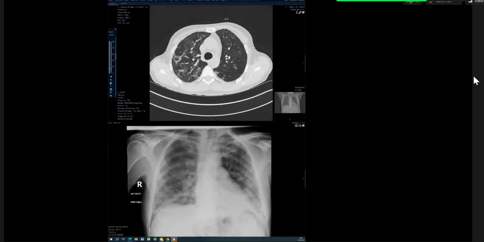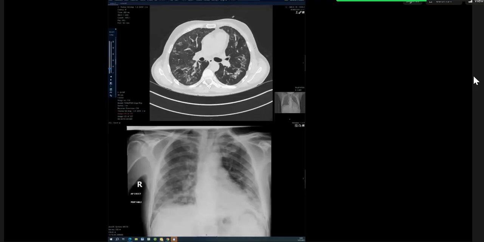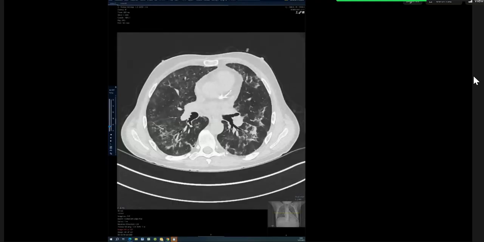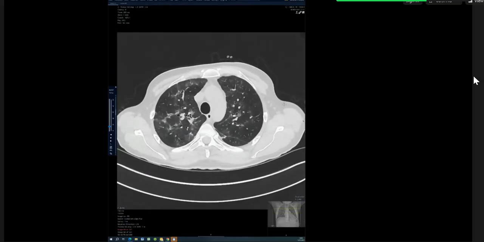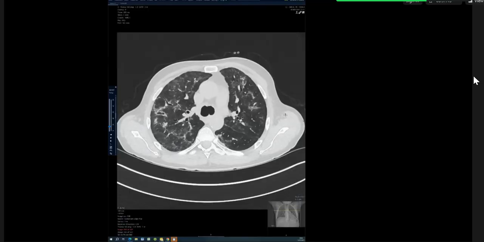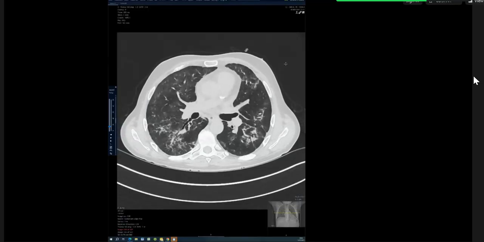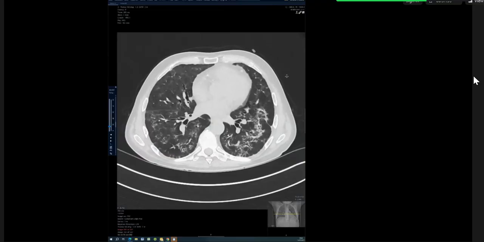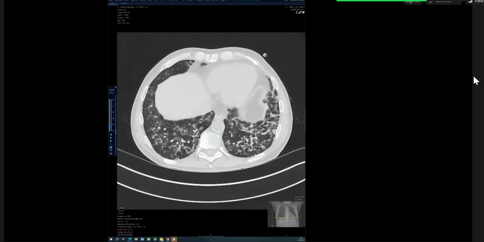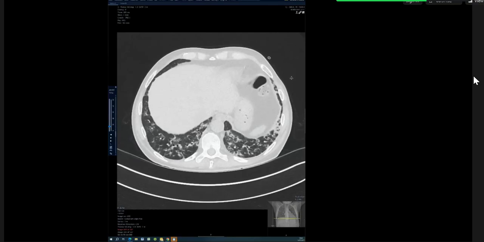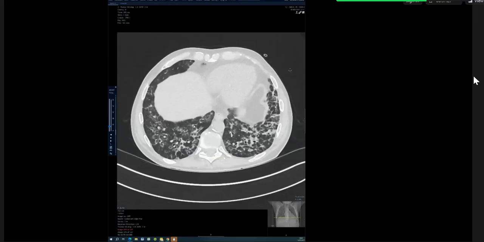So I can see multiple opacities. If you don't mind, you can pick on the CT. I just want to zoom in to see. Thank you so much. In these cuts of the CT, I can see that the pattern here keeps with consolidation surrounded with ground glass opacities. So this keeps with halo, but not too peripheral.